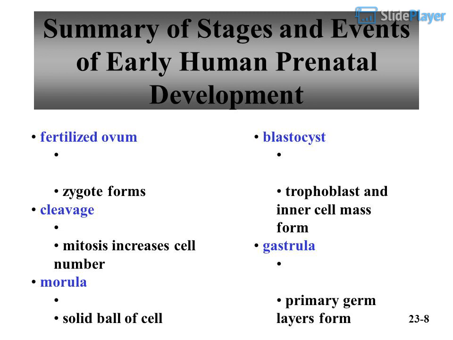Fertilized ovum. Zygote forms. Cleavage. Mitosis increases cell number. Morula: a solid ball of cells. Blastocyst: the trophoblast and inner cell mass form. Gastrula: primary germ layers form.